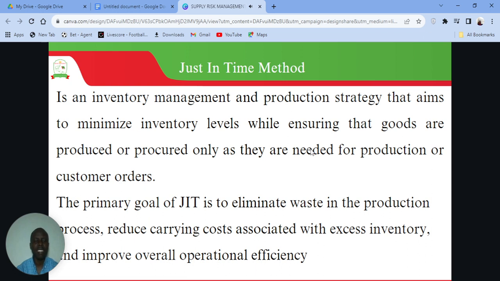And that's why we are saying that the primary goal of just in time, or JIT, is to eliminate waste in production processes, reduce carrying costs associated with excess inventory, and also improve overall operational efficiency. This is a very important concept that I also invite you to think about and research more, to see how various organizations are utilizing the just-in-time method to carry out their activities.